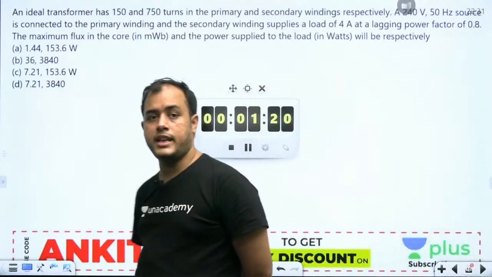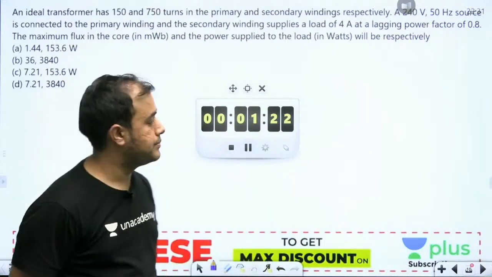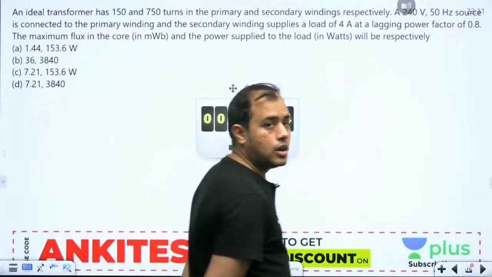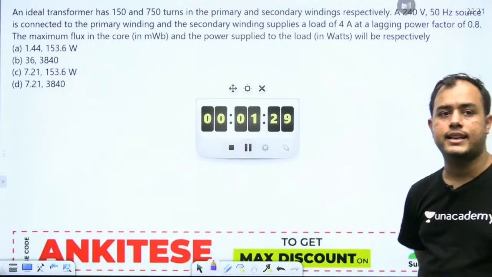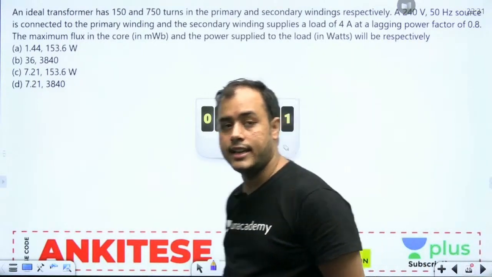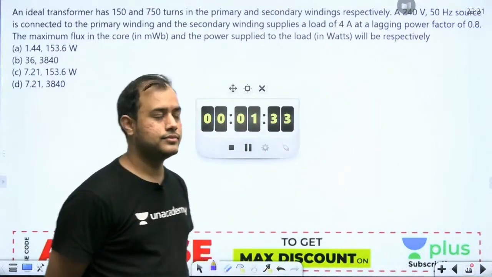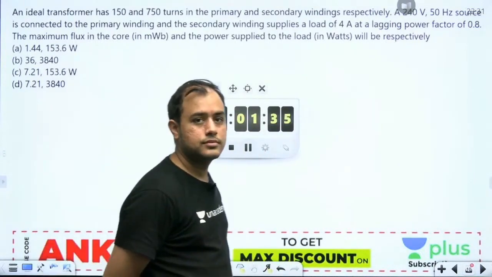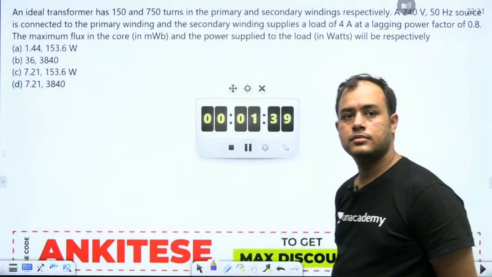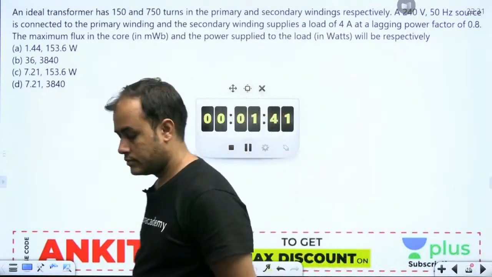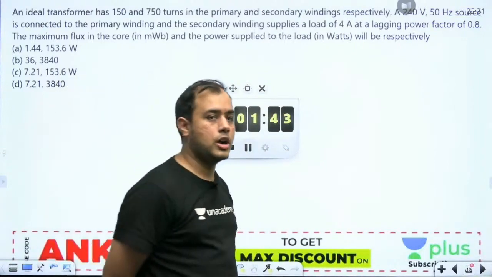Shivam has answered B. Sumit has answered BD. Come on. Almost 30 seconds remaining. Vijay Lakshmi and Ganesh are saying C. Come on, guys.